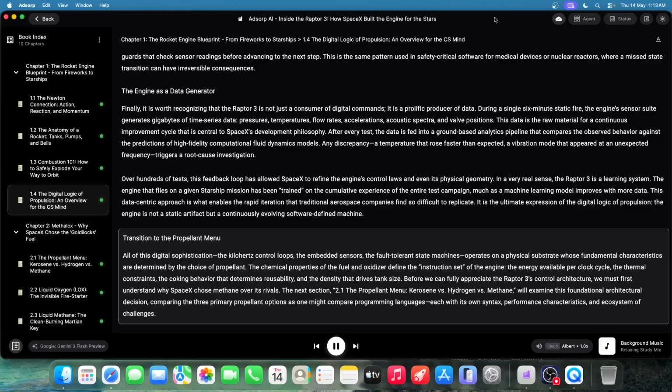Before we can fully appreciate the Raptor 3 control architecture, we must first understand why SpaceX chose methane over its rivals. The next section, 2.1, the propellant menu, kerosene vs. hydrogen vs. methane, will examine this foundational architectural decision, comparing the three primary propellant options as one might compare programming languages, each with its own syntax, performance characteristics, and ecosystem of challenges.